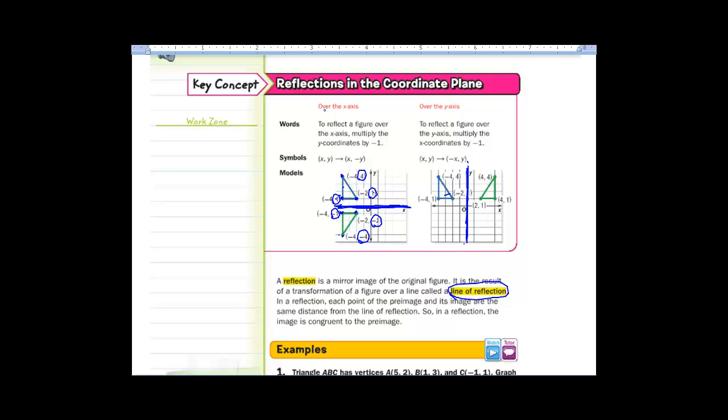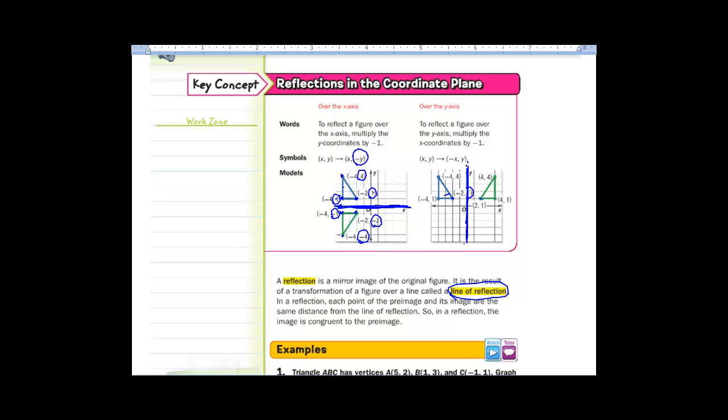So in order to switch something over the x-axis, you multiply the y's by -1. In other words, you change the sign of the y's. The x's stay the same, y's have to change sign. In order to reflect it over the y, then that means the y's stay the same, right? It doesn't move up or down any. The y's stay the same, only the x's are different.